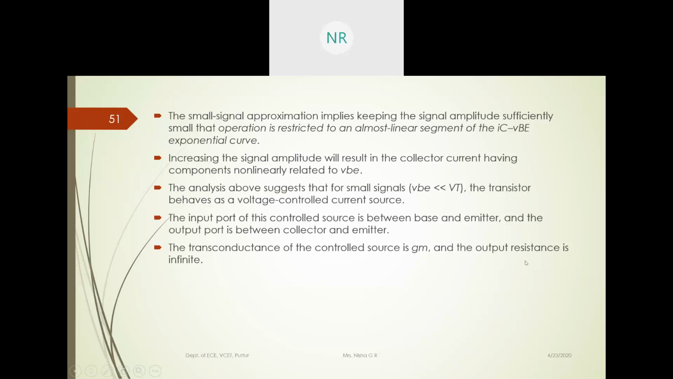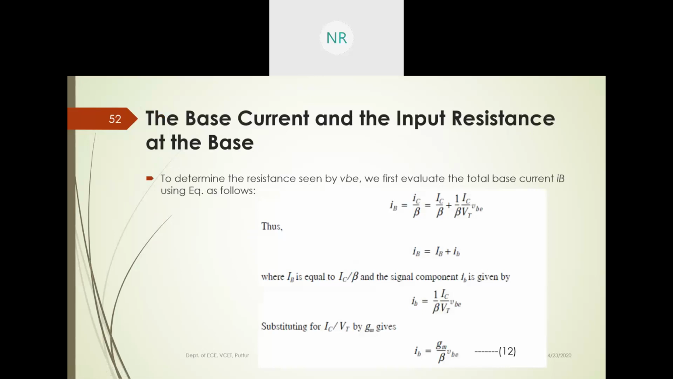And output resistance, it is infinite. Okay, next is similarly base current and the input resistance at the base. See, input resistance we can calculate with respect to base as well as with respect to emitter, because we are providing the input to the base and emitter, no? So with respect to base also we can calculate, with respect to emitter also we can calculate.